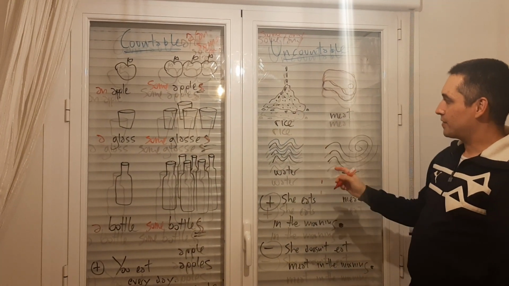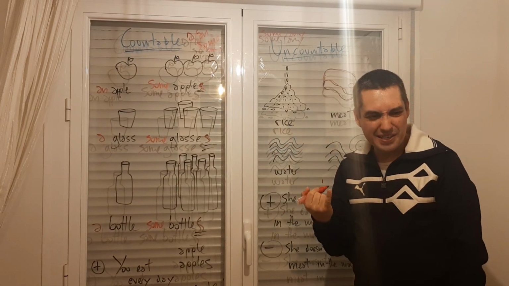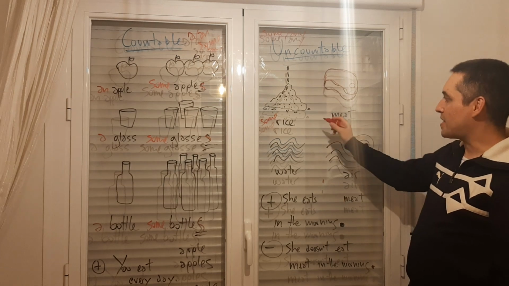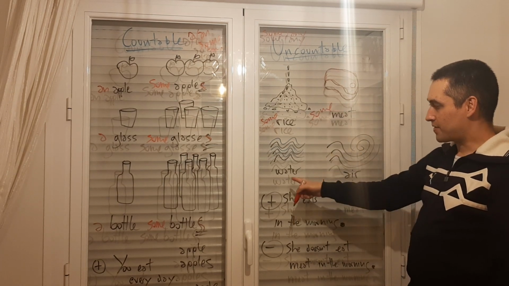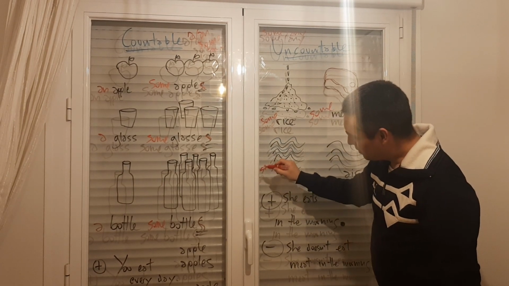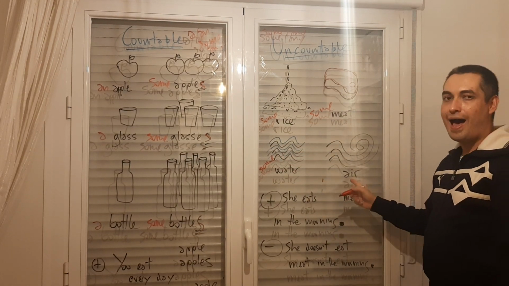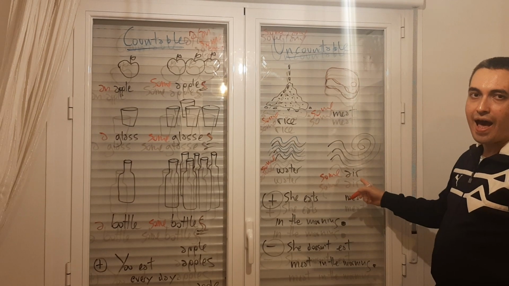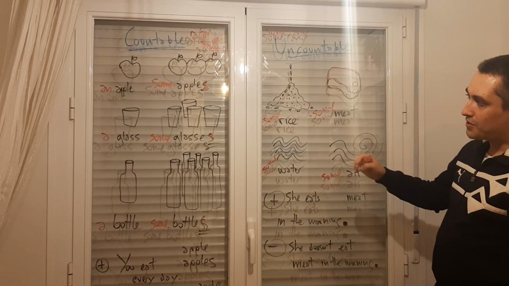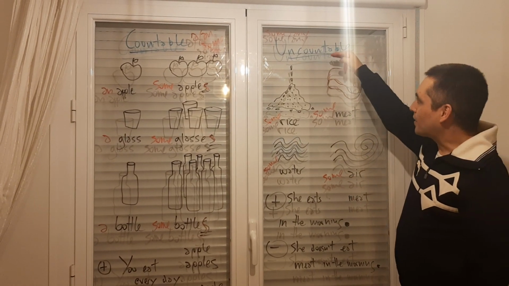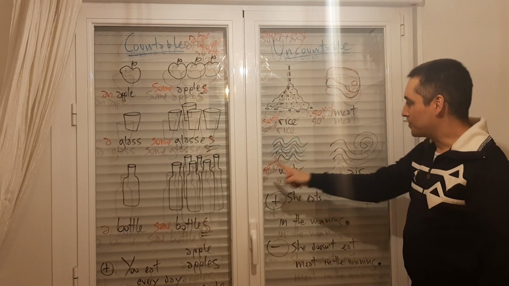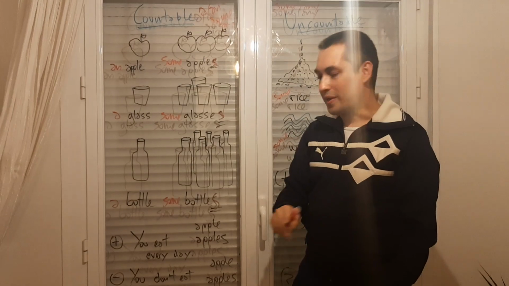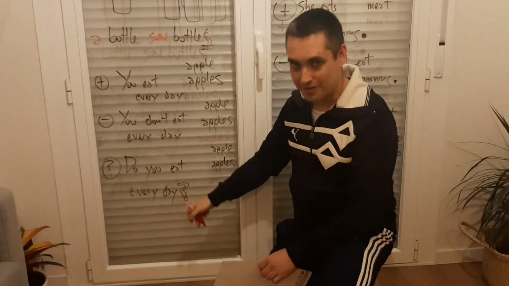Let's go for rice. Rice, can you say a rice? No, you cannot. You can say only some rice. Meat, some meat. Water, some water. Air, some air. Now, let's move on. As you can see, for uncountable nouns, some or any. We'll see about that later. Let's have a look at some examples. Let's move on to these sentences.